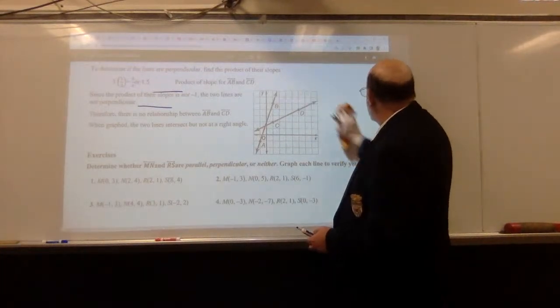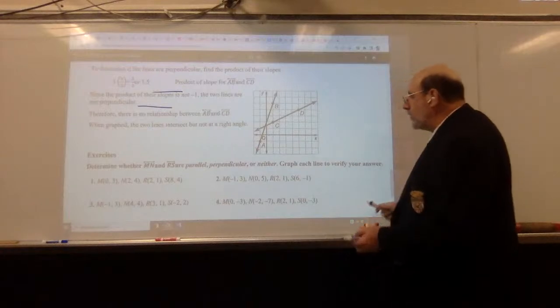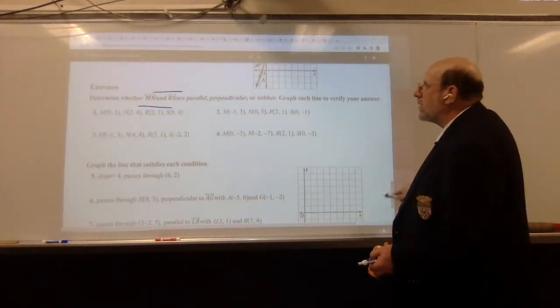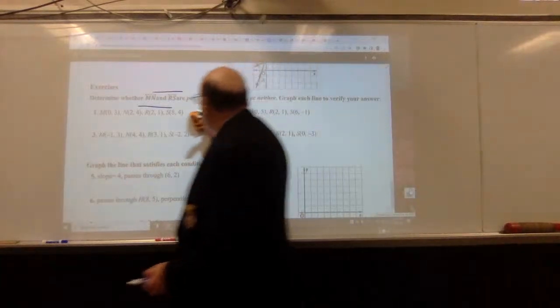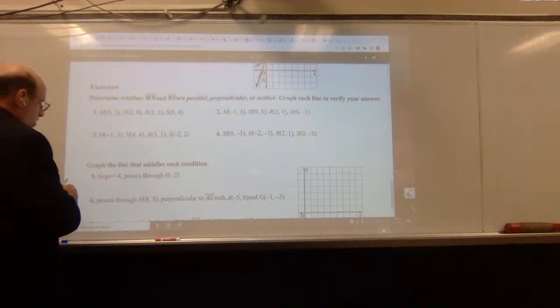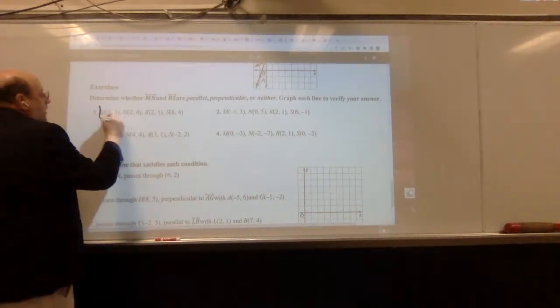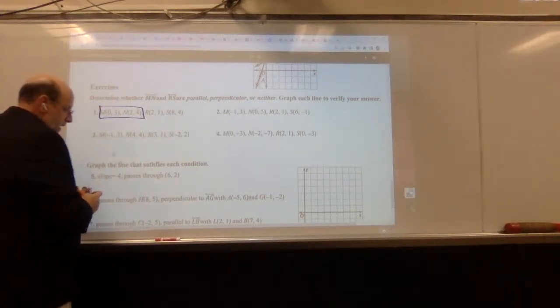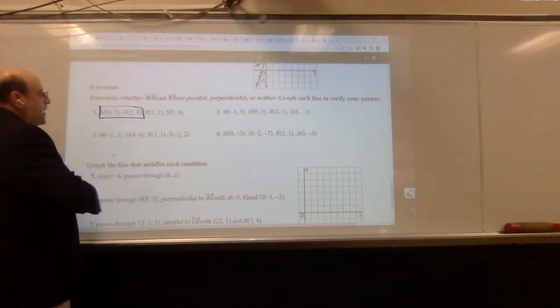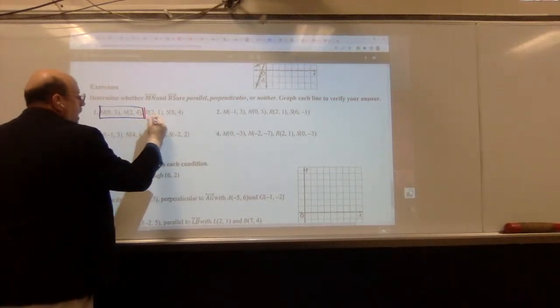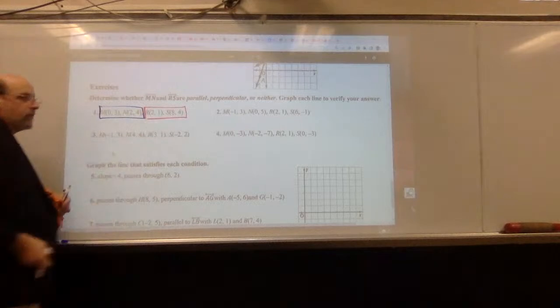this will be good. I'll get rid of that. Hopefully you wrote that down. Writing that down is very, very important. So here we go. We're going to look at MN and RS, right? This is one line. This is one slope. And then this will be the other slope. And we'll go ahead and compare.